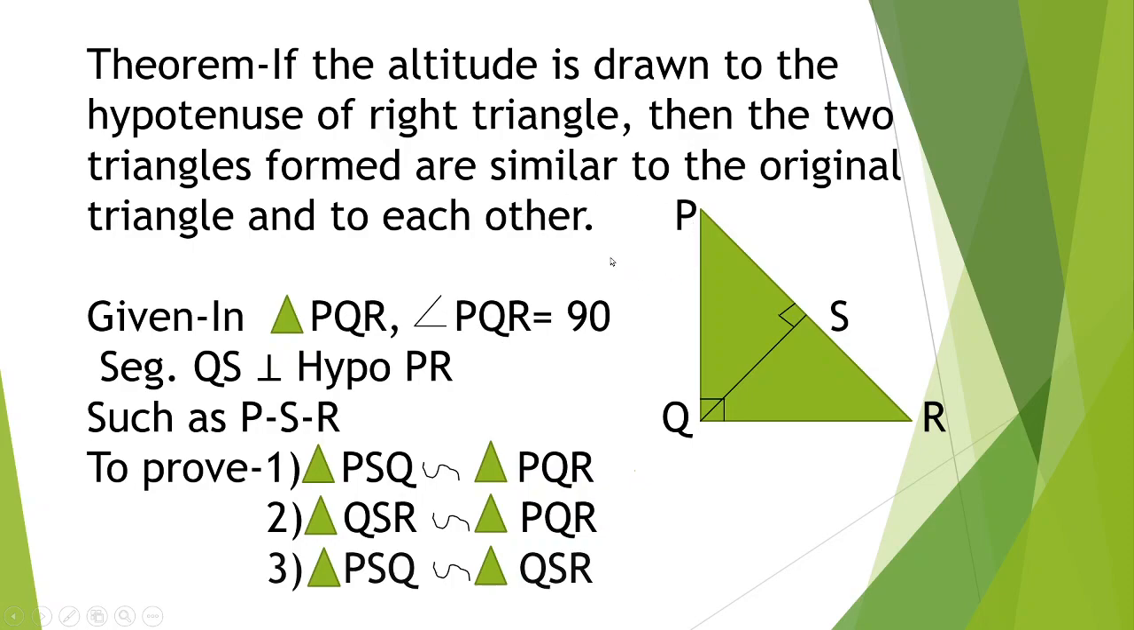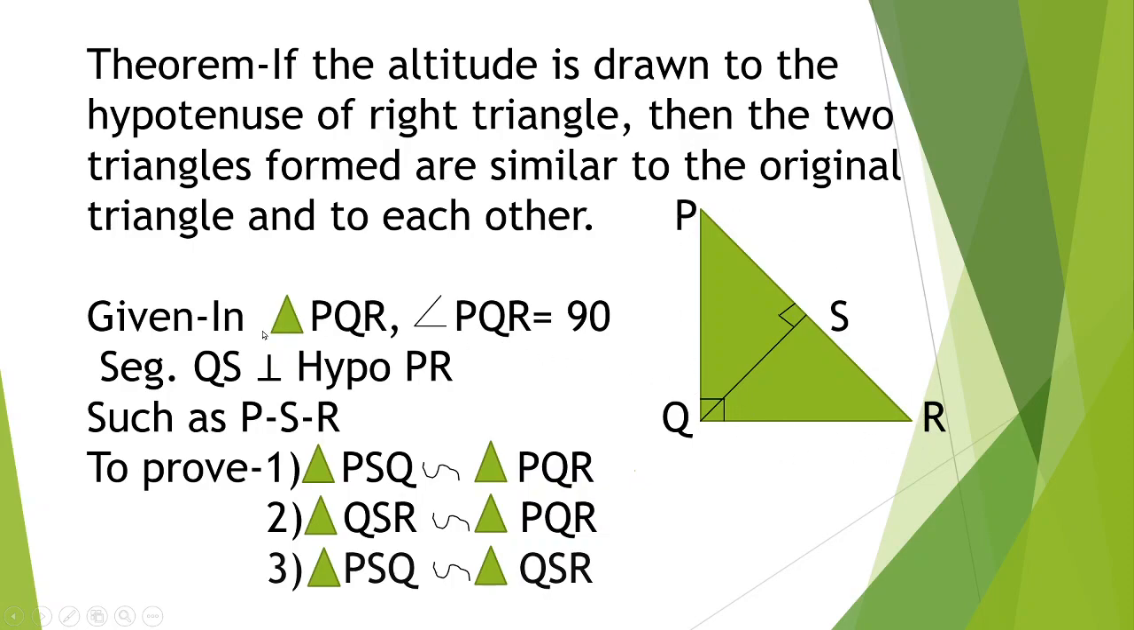So our first part is the diagram. From the given theorem, there is a right angle triangle. So I draw here right angle triangle named PQR. Q is 90 degrees, and draw perpendicular QS, altitude QS, on hypotenuse PR.